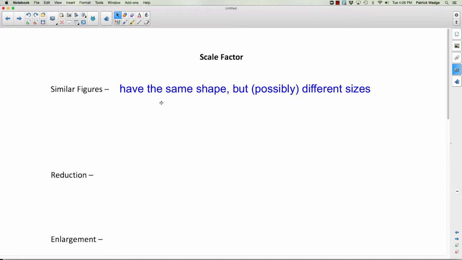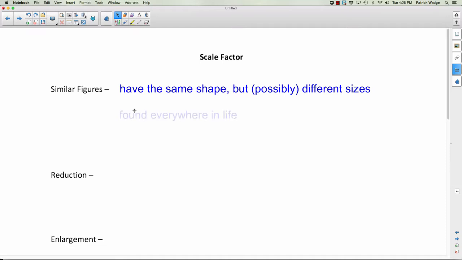When we looked at all our similar triangles and polygons, I hope you noticed they always had the same shape, but they were usually different sizes. In fact, I think they always were. If they weren't different sizes, they actually would not only be similar polygons, they'd also be congruent polygons.